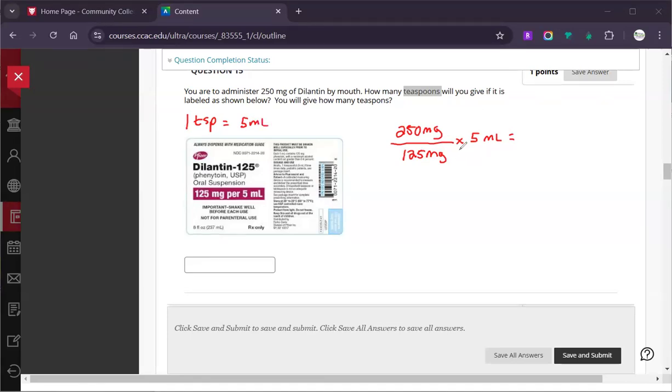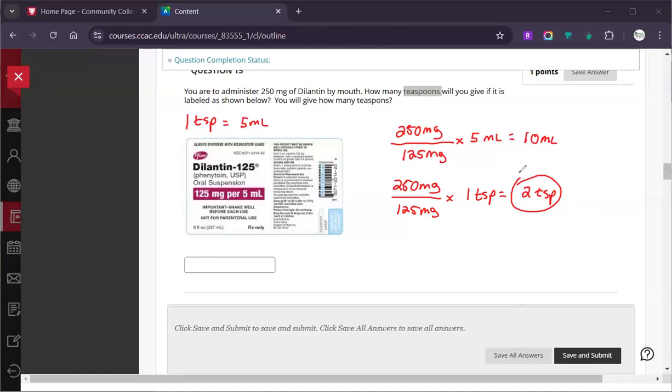I can just say 250 over 125 times 1 teaspoon, and you're going to get 2 teaspoons. Here you get 10 ml. But here you get 2 teaspoons, and this is what you want. This is the answer you're looking for. If you write 10, you're going to get it wrong. They're looking for the answer 2.